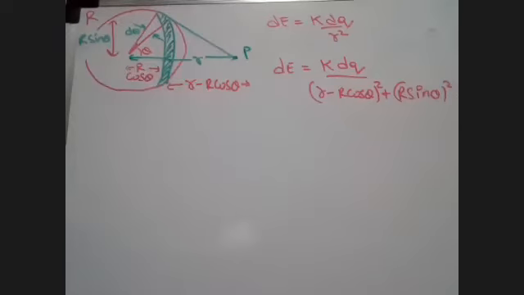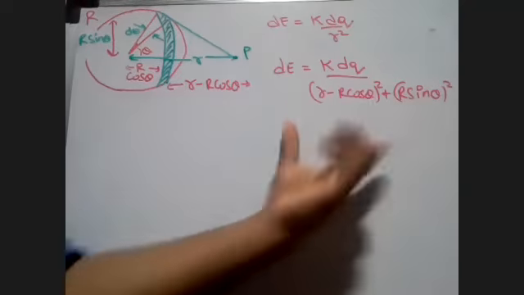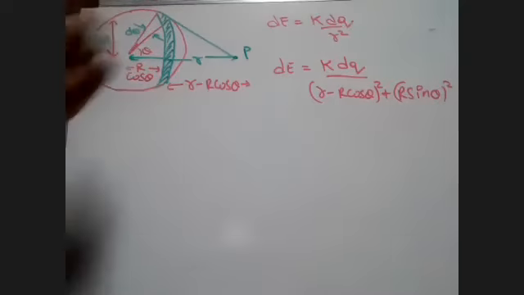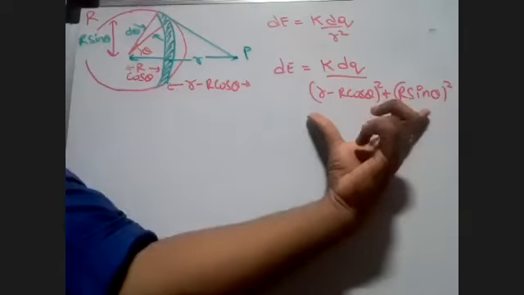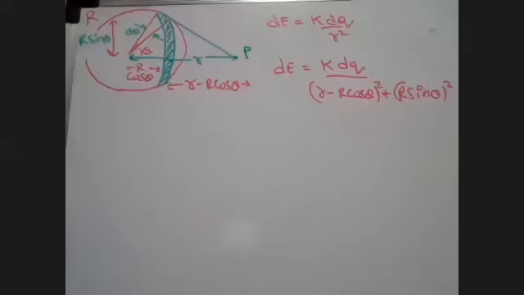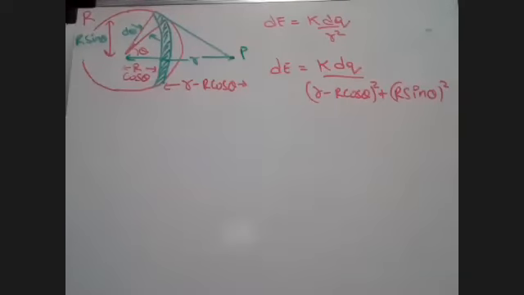Small r square is basically the distance between this point P and the ring, and I can write it as this. Okay, now what else can we do? Look at this.